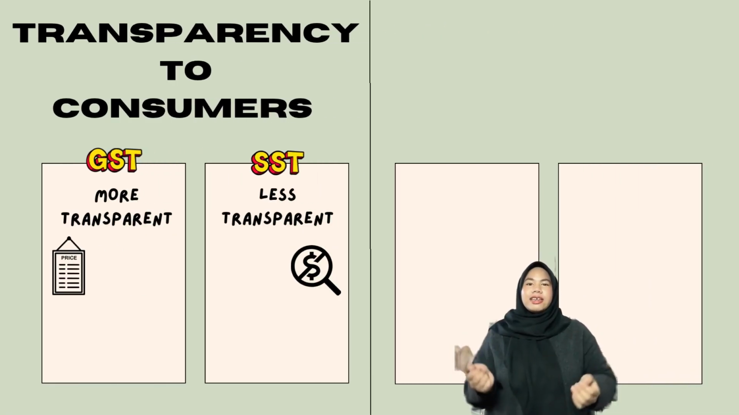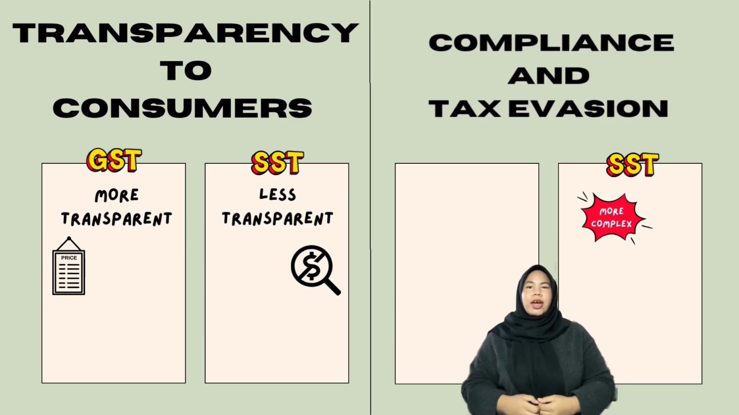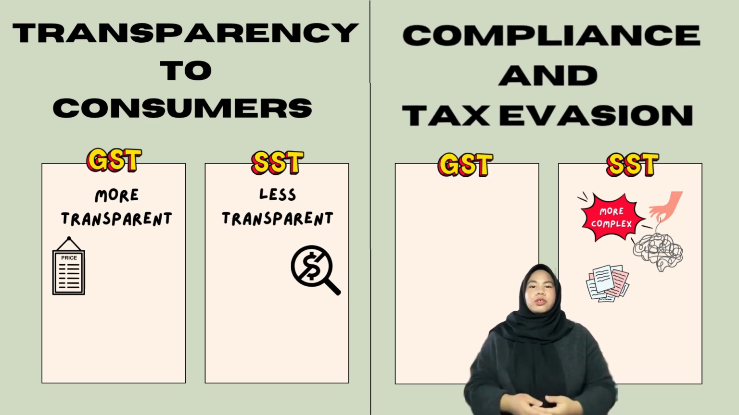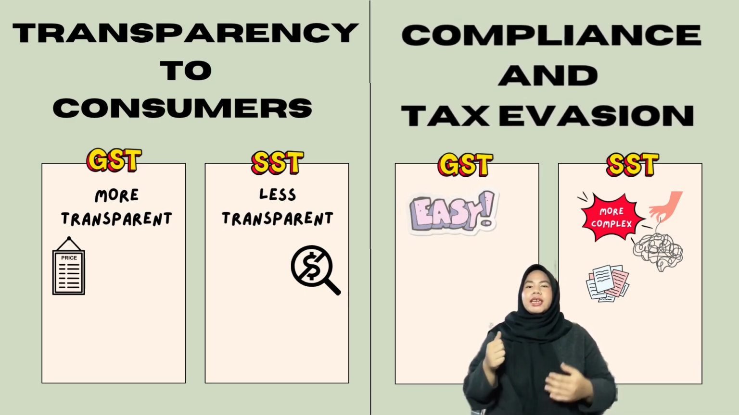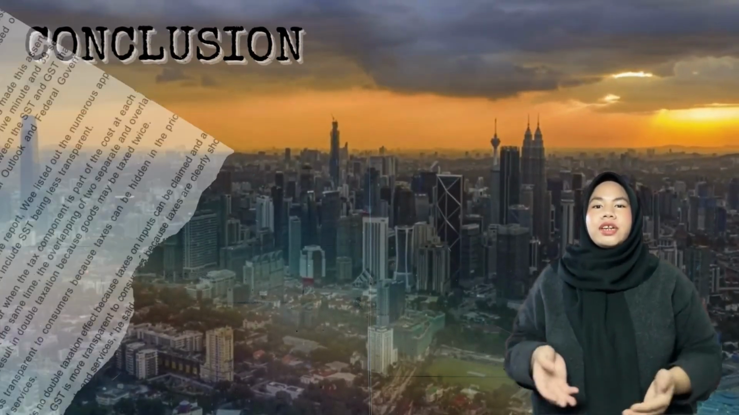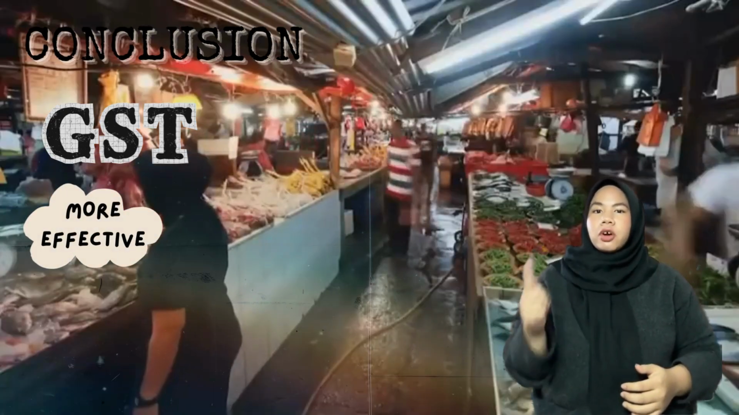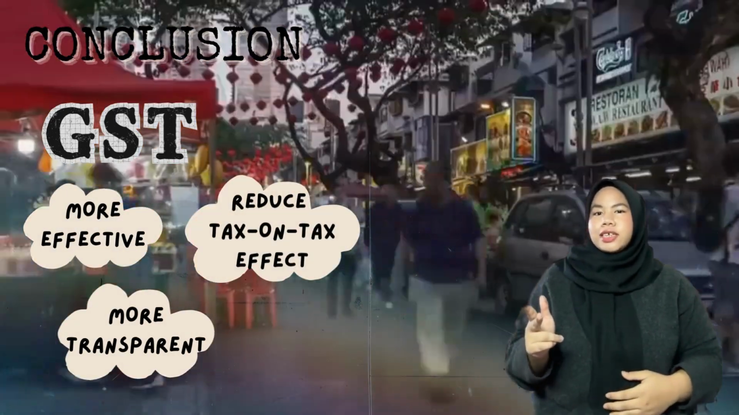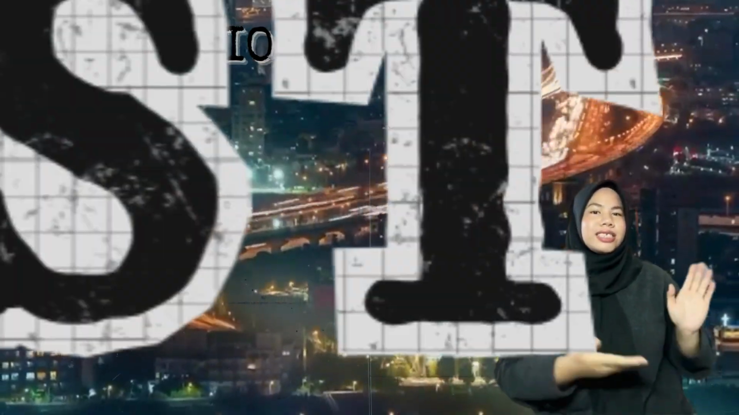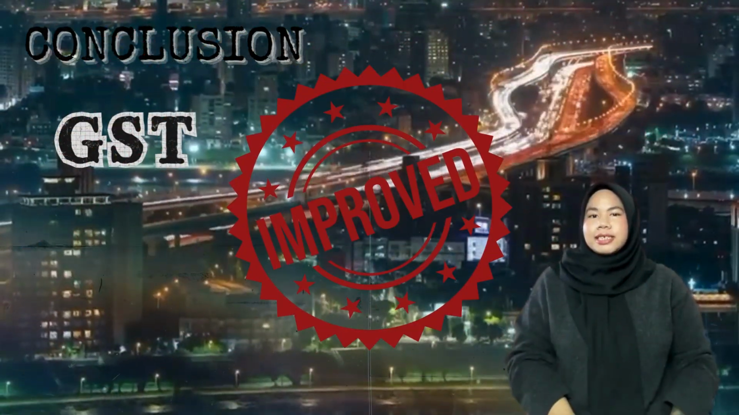Last but not least, the article also mentioned that SST may lead to more compliance issues and potential tax evasion. In contrast, GST helped to improve transparency, making it easier to monitor and reduce tax evasion. In conclusion, based on the Fiscal Outlook report, GST is seen as more effective, more transparent, reduces the tax-on-tax effect, and also helps reduce tax evasion. However, SST remains in place despite GST being praised as the better system.